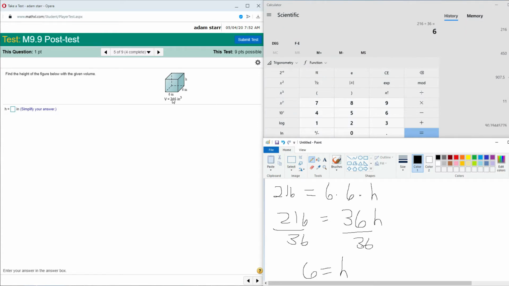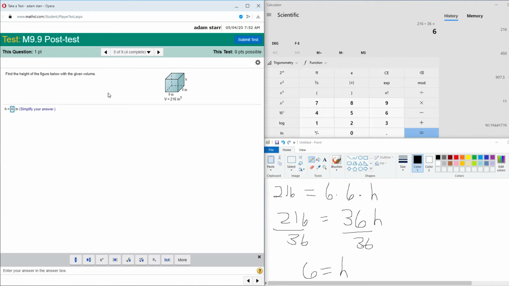So in this case, all 3 dimensions were 6. So this was a cube. But don't just assume based on it looking like a cube. Actually solve it out.